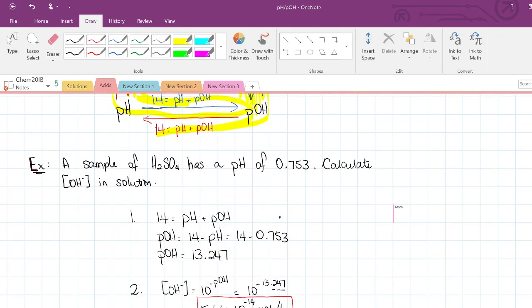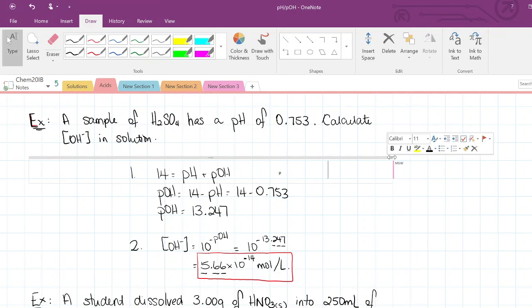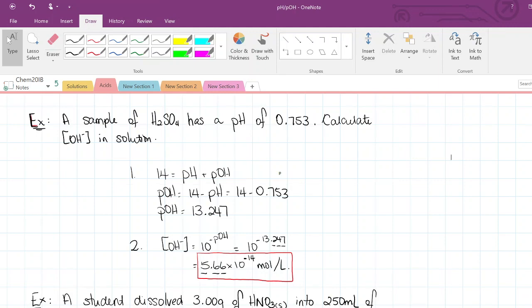So this one tells us a sample of sulfuric acid has a pH of 0.753. So this is really acidic, right? Super acidic is what you should be thinking right now. Calculate the concentration of the hydroxide.